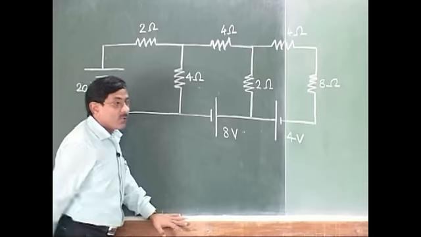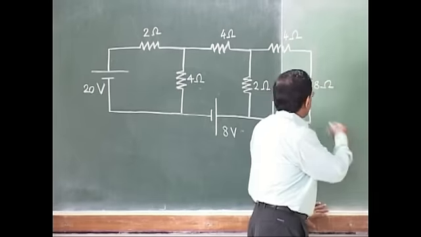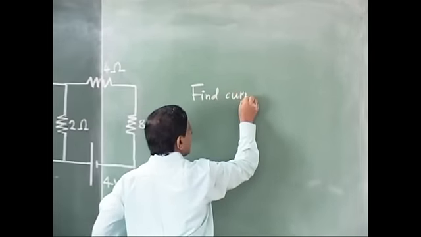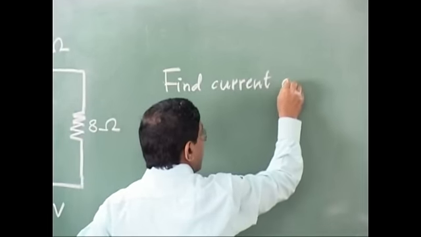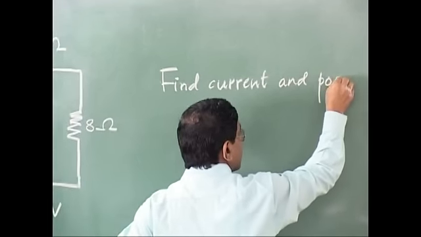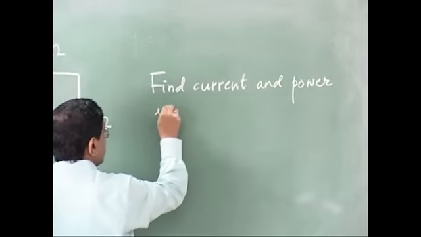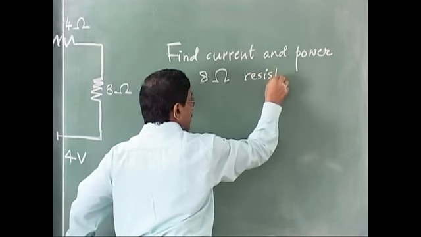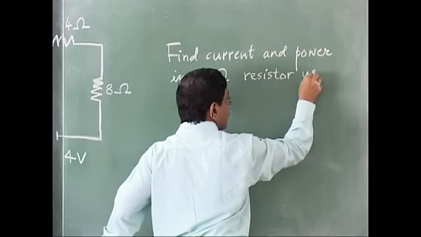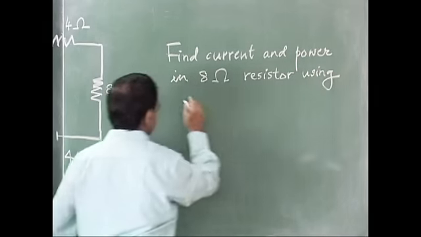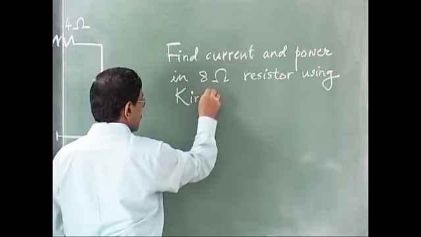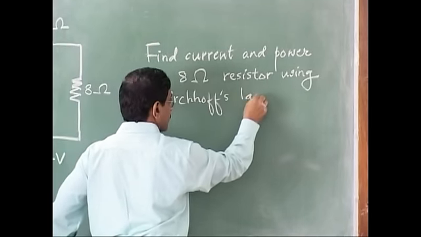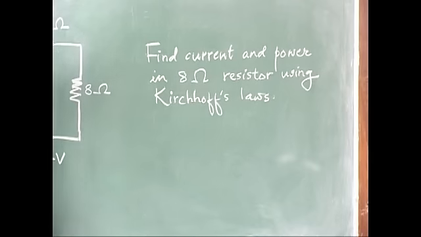Now our problem, we will just mention the problem here. Suppose our problem is: find current and power in the 8 ohm resistor using Kirchhoff's laws. This is our problem.